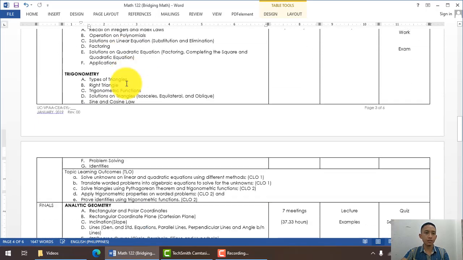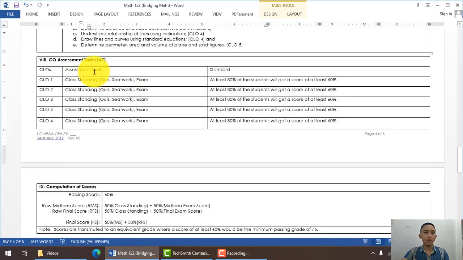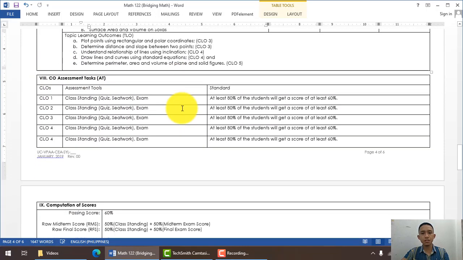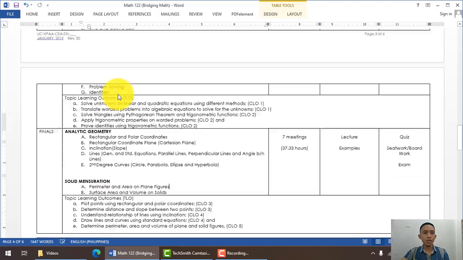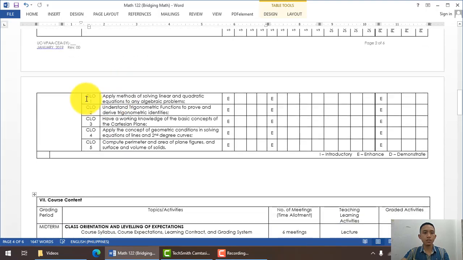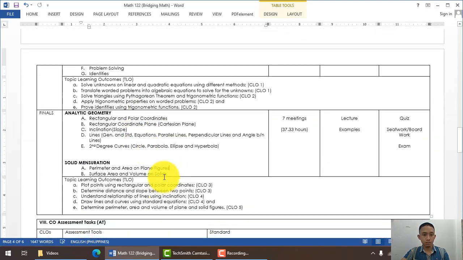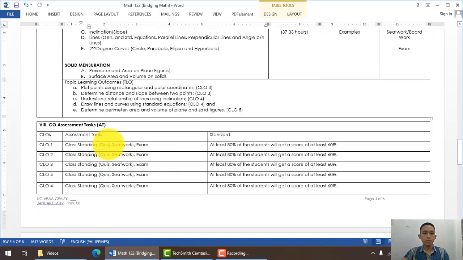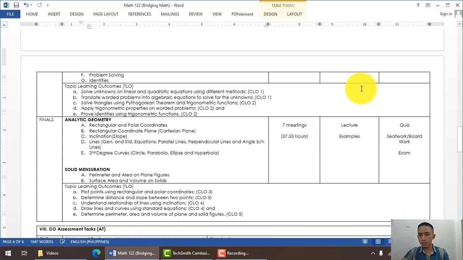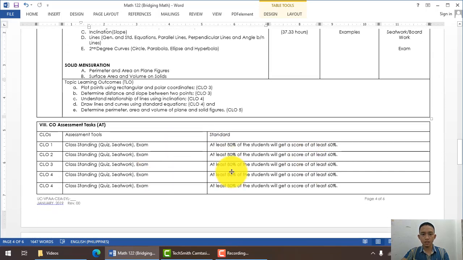That is for our topics. This is the outline of our topics. Now you have here your CO assessment task. Again, that is just how we will assess you, how we will try to grade you based on the course learning outcomes. This is the one using quizzes or sheet work, and of course the exam. I already explained that one here. This is just the tabulation.